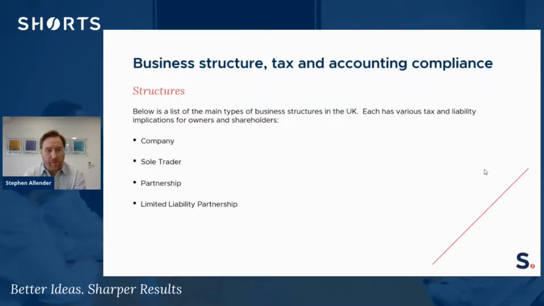So when you're setting up a business in the UK, there are effectively four main ways that this can be done. Each has their own various tax and liability implications for the owners and shareholders. So the first one is a company, sole trader, partnership, and a limited liability partnership.